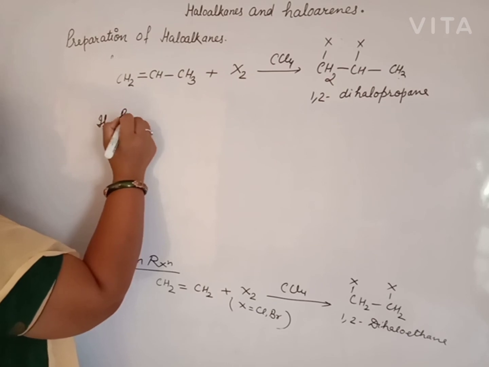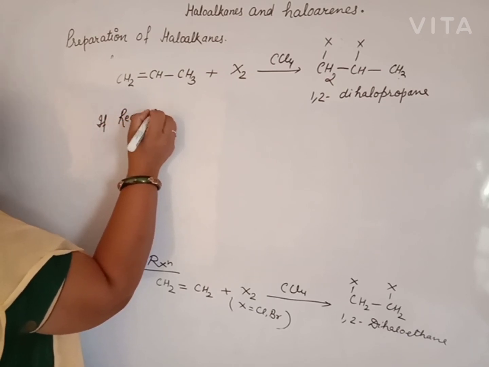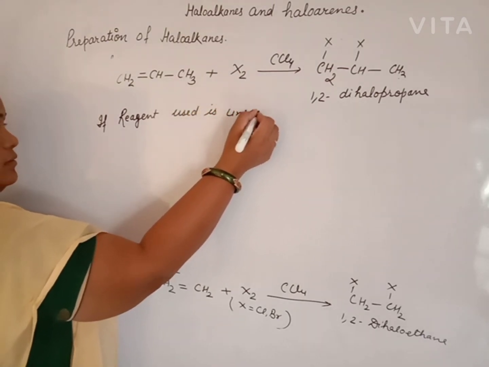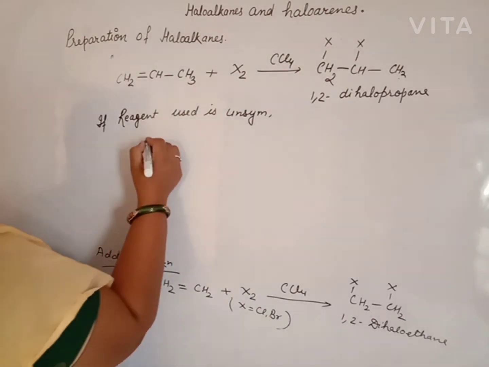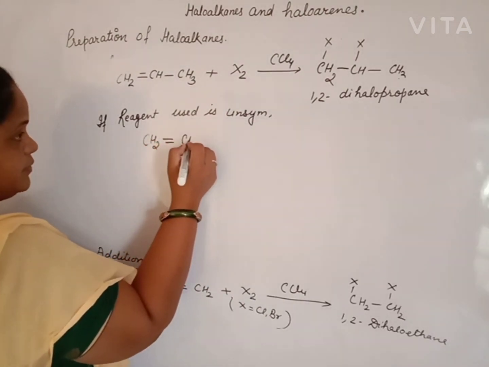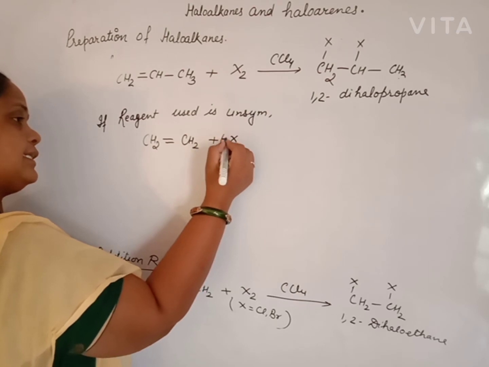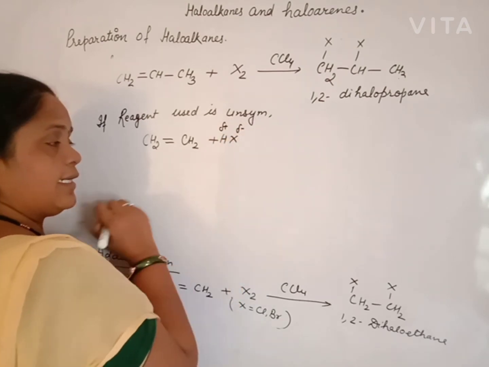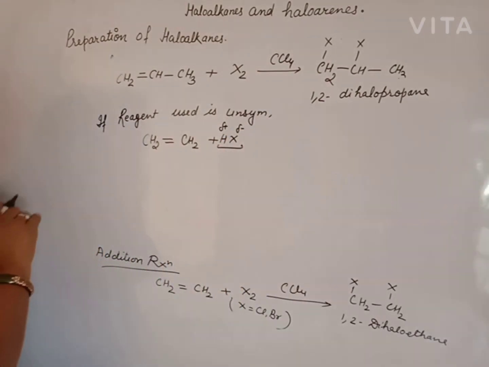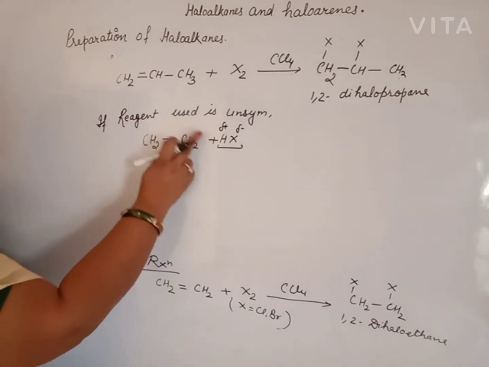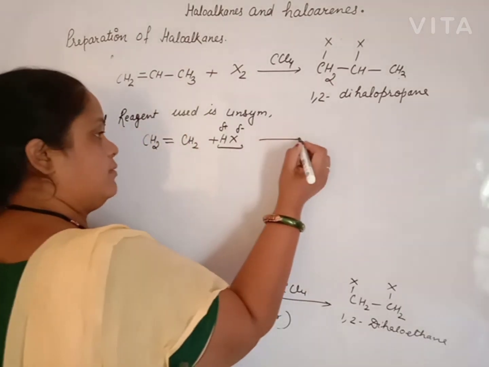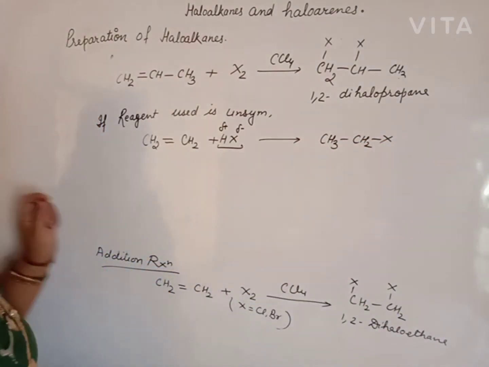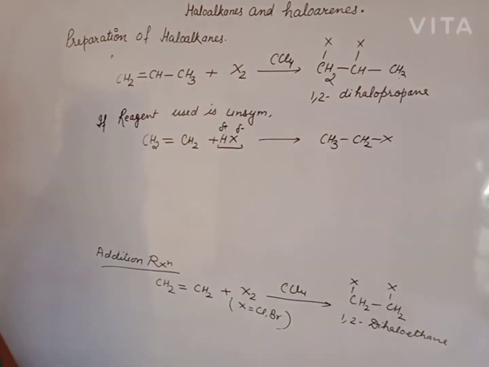If the reagent used is unsymmetrical, then if the alkene is symmetrical, there is no effect of the unsymmetrical nature of the reagent. Hydrogen is slightly positive, halogen is slightly negative. Beta, it is unsymmetrical, but no effect, because the alkene is symmetrical and hydrogen goes on one carbon, halogen on the other carbon. It does not matter, either on this side or on this side.